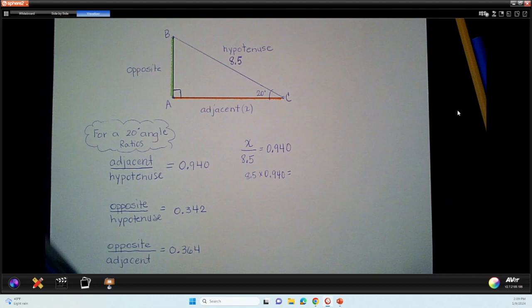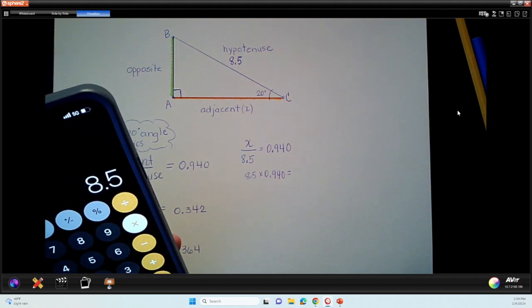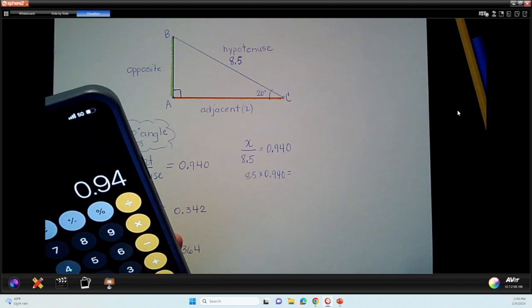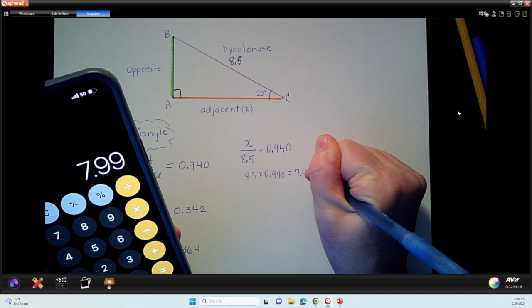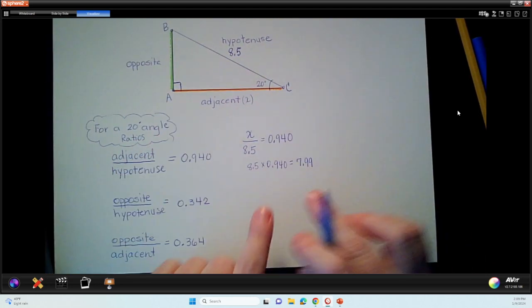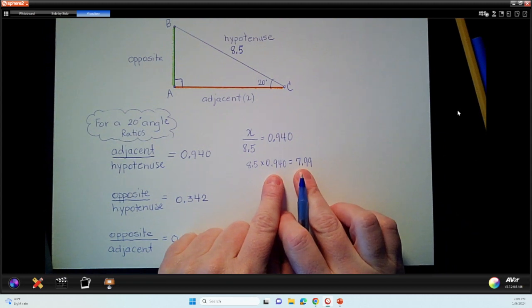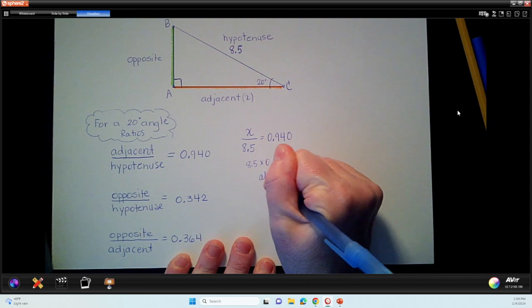So I'm going to use my calculator, which is totally fine. 8.5 times 0.940. Okay, and I get 7.99. So that is the length of the AC. So I can use 7.99, which is fine, or I can say this would be about 8.